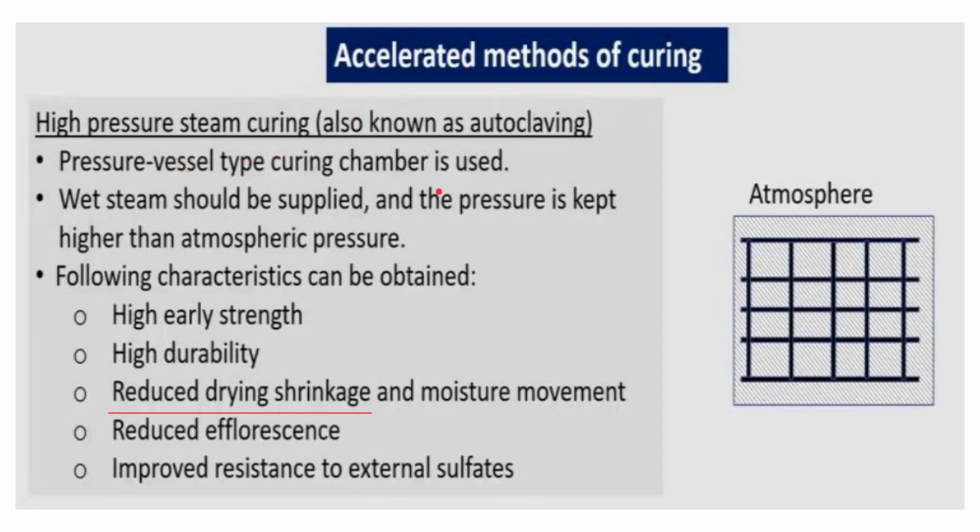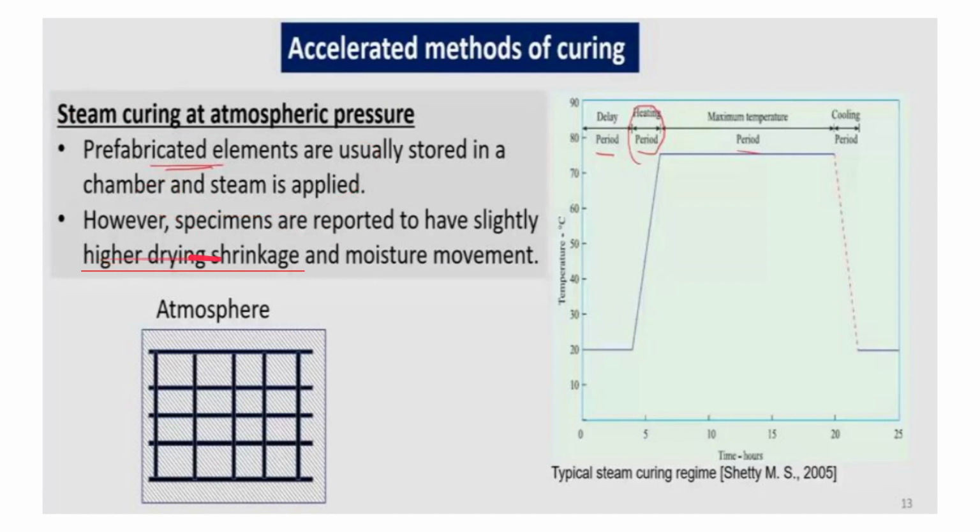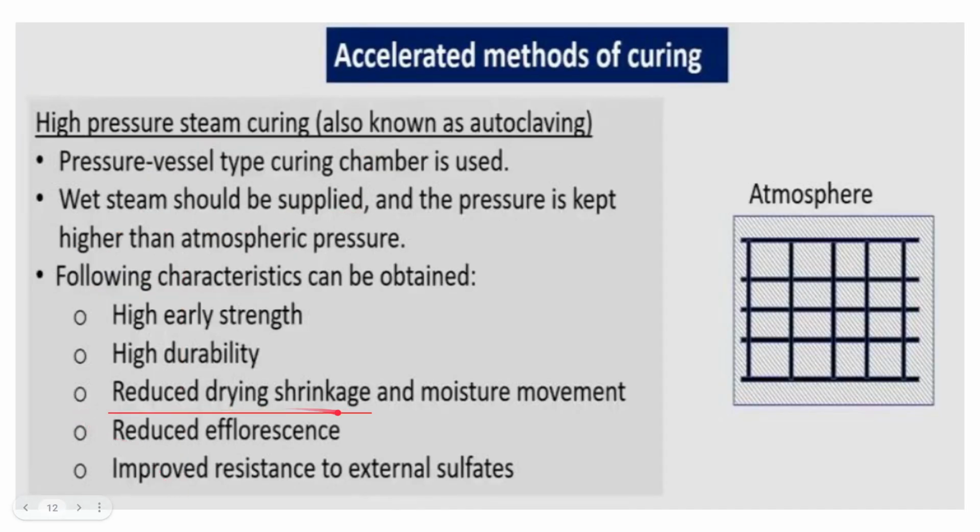For this, an autoclave machine is used, which is known as a pressure vessel type curing chamber. Wet steam is applied, and the pressure is kept higher than atmospheric pressure. That is what autoclaving is all about: high pressure plus high temperature. The following characteristics can be seen in this case. Firstly, high early strength, then high durability, and reduced drying shrinkage, which is the basic advantage compared to steam curing at atmospheric pressure. Here it was higher, here it is lower. Moisture movement is again found, along with reduced efflorescence, meaning a reduced amount of white particles gathering, and improved resistance to external sulfates. These are some of the benefits of autoclaving.